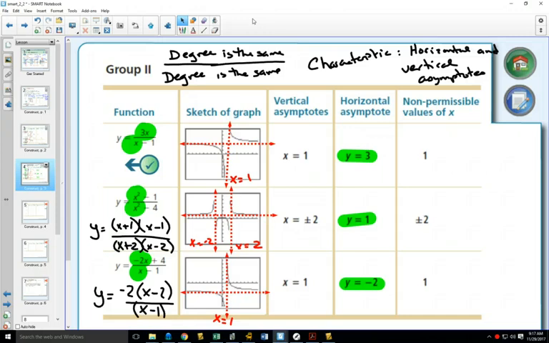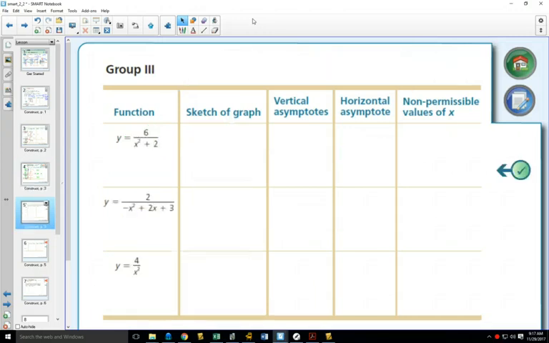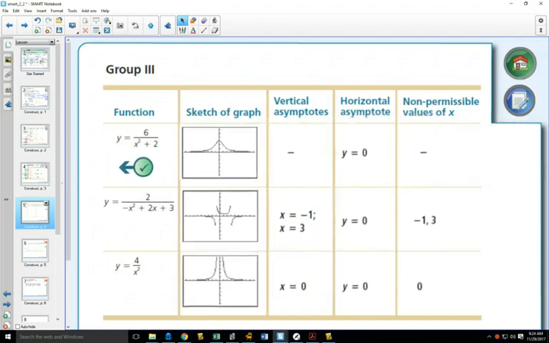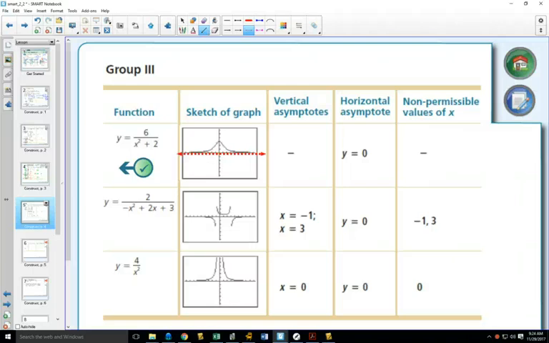Group 3. So here are the first 3. And if we add in our asymptotes, this one has an asymptote there.